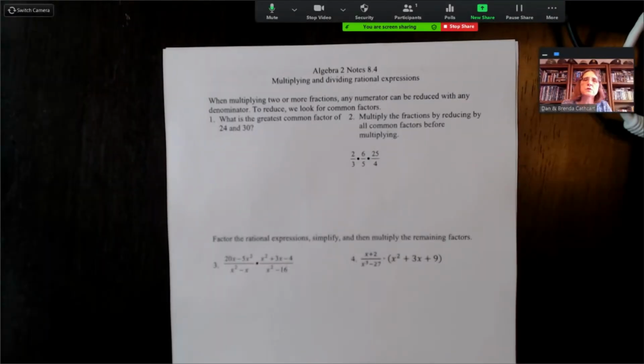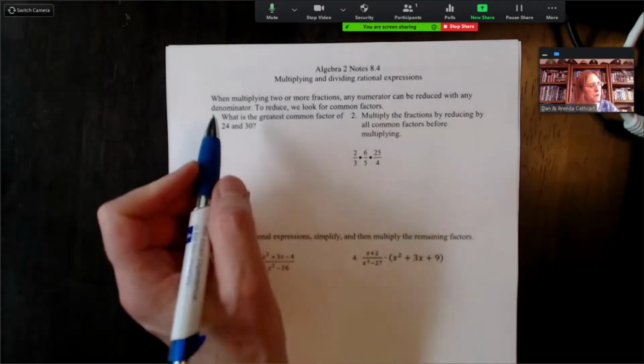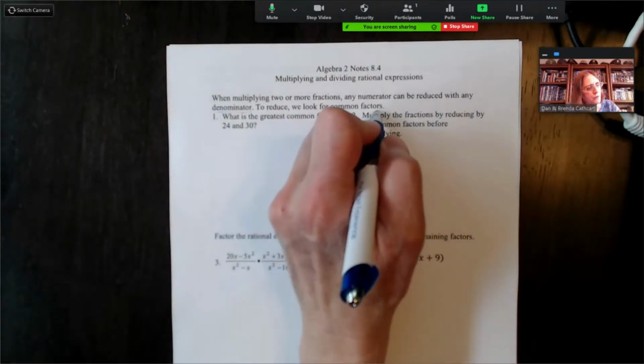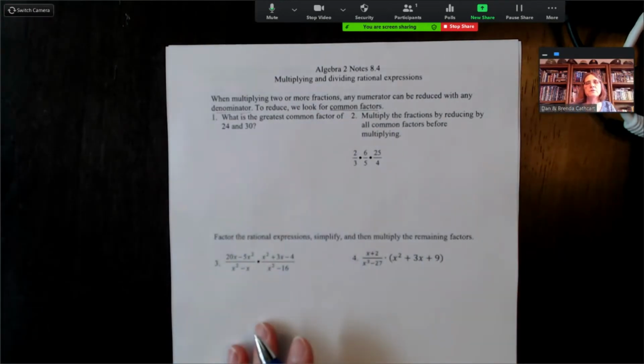This is an Algebra 2 class, and today we're going to be looking at multiplying and dividing rational expressions. When multiplying two or more fractions, we know that any numerator can be reduced with any denominator. And to reduce, we have to look for common factors.